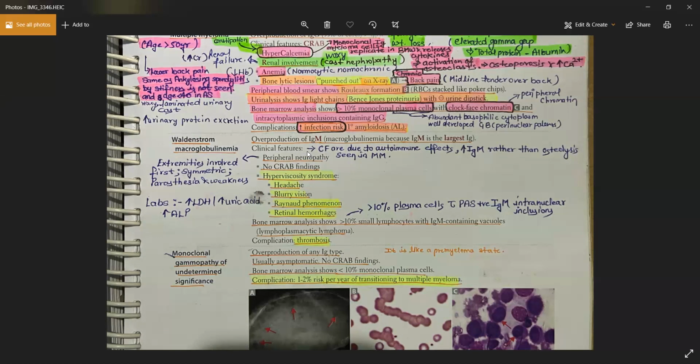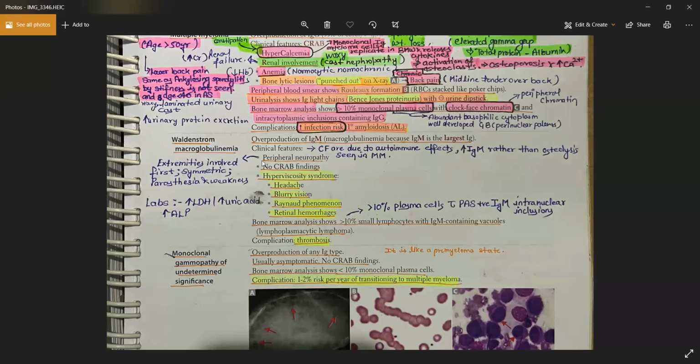Most of the clinical features are due to the autoimmune effects of these IgM antibodies, not because of osteolysis. If you're having hypercalcemia and osteolysis, then you will always think about multiple myeloma, not Waldenstrom macroglobulinemia. You won't get any lytic lesion or hypercalcemia in this disorder. Because of autoimmunity against my peripheral nerves, I can get peripheral neuropathy, in which my extremities are mainly involved. I can get paralysis of the extremities, fever, and systemic signs and symptoms.